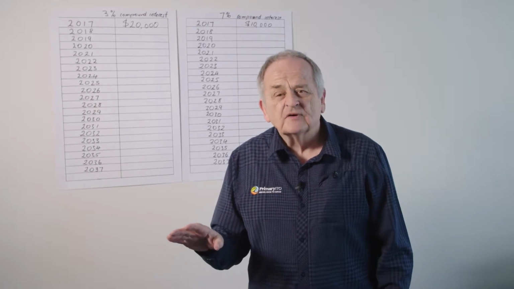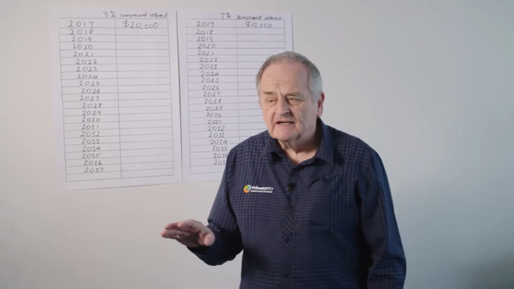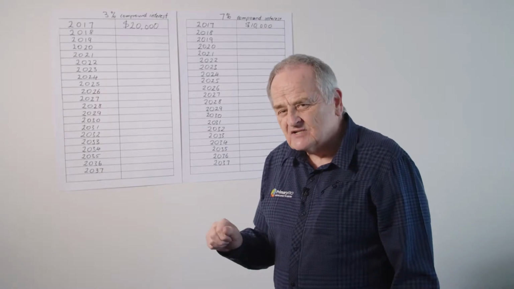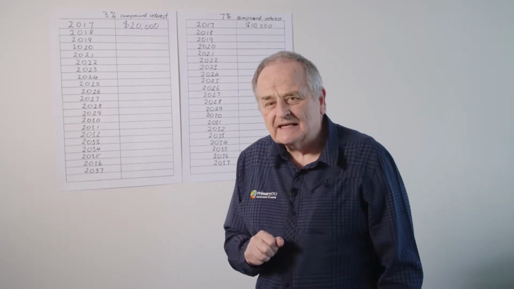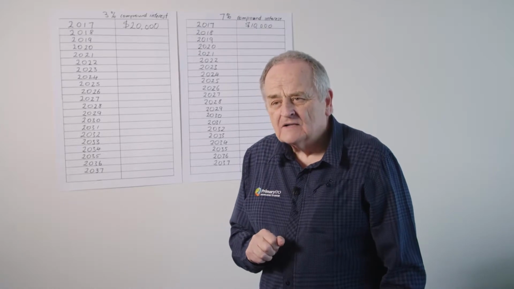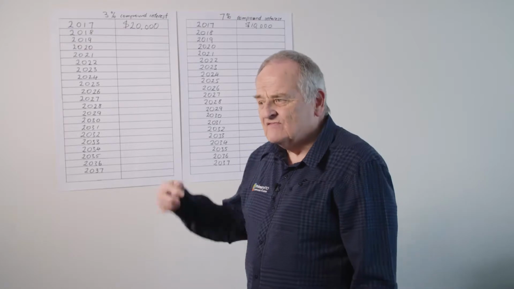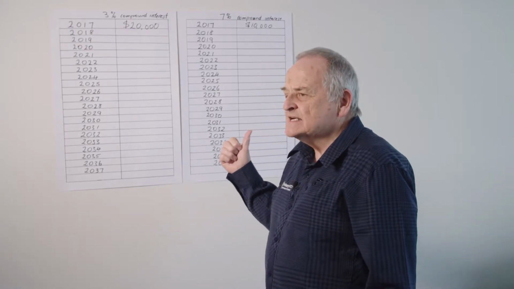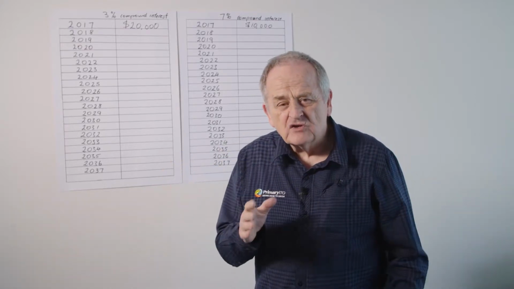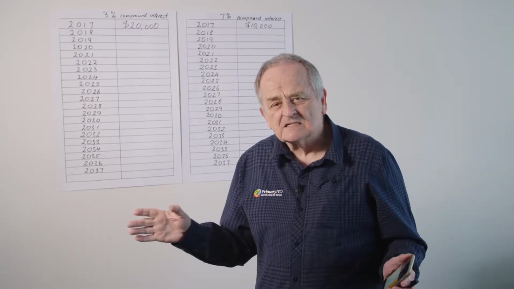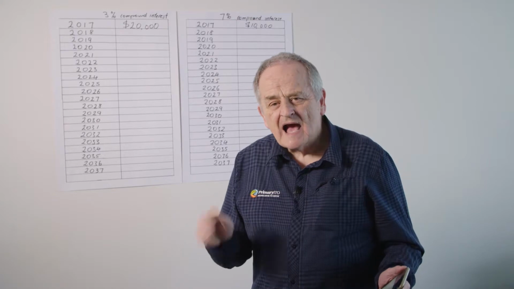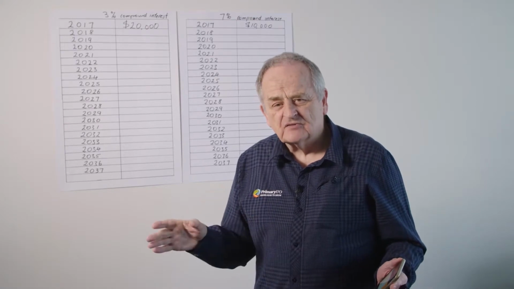So I have a problem for you. Imagine you were given $20,000 and you invested it at 3%, or you were given $10,000 and you invested it for 7%, and you left that money in the bank for 20 years. Which outcome would be the best for you?